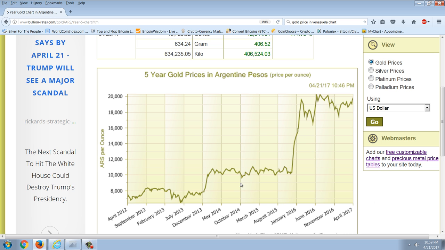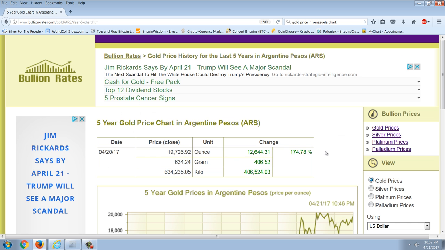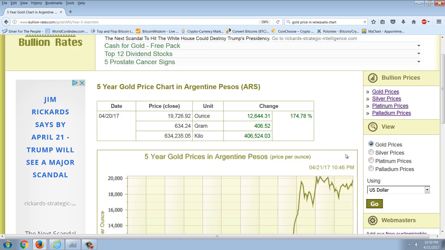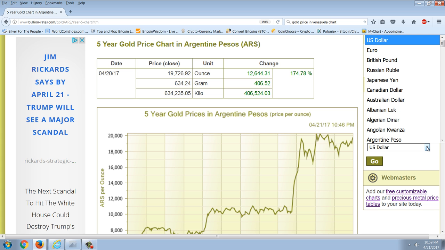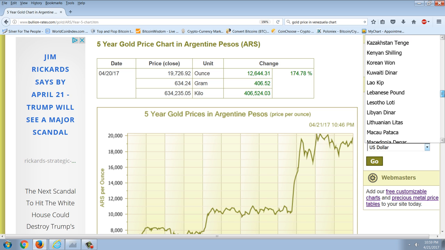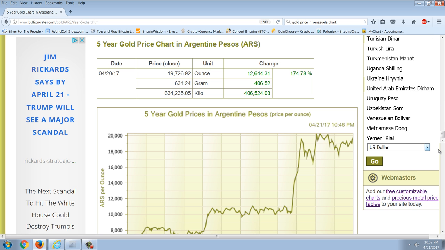You can see that as recently as July of 2013, gold was 6,000 Argentine pesos, and now it's approaching 20,000. So people in Argentina who invested in physical gold in the summer of 2013 already have a 300%+ gain on their investment. So anybody who tells you that the gold market is dead is absolutely crazy. It's booming, and especially in countries where the currency is just dying.